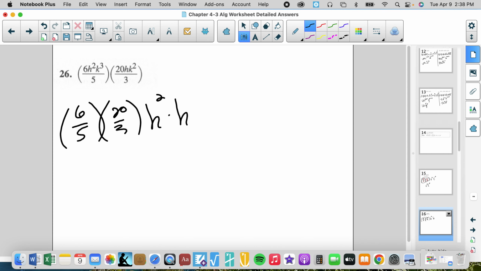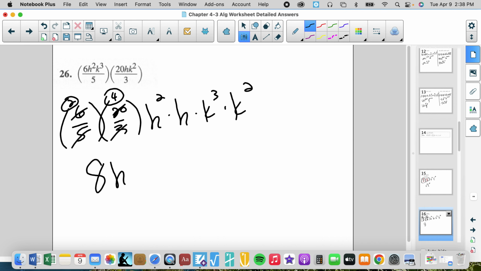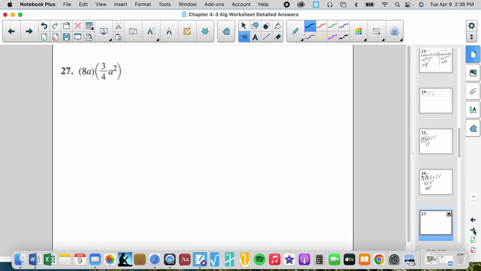H to the second, h, k to the third, k squared. So let's do this. This becomes a 2. This becomes a 4. 2 times 4 is 8. H to the 2 plus 1, k to the 3 plus 2. So 8, h to the third, k to the fifth. Just as easy. Fractions didn't make it any harder.